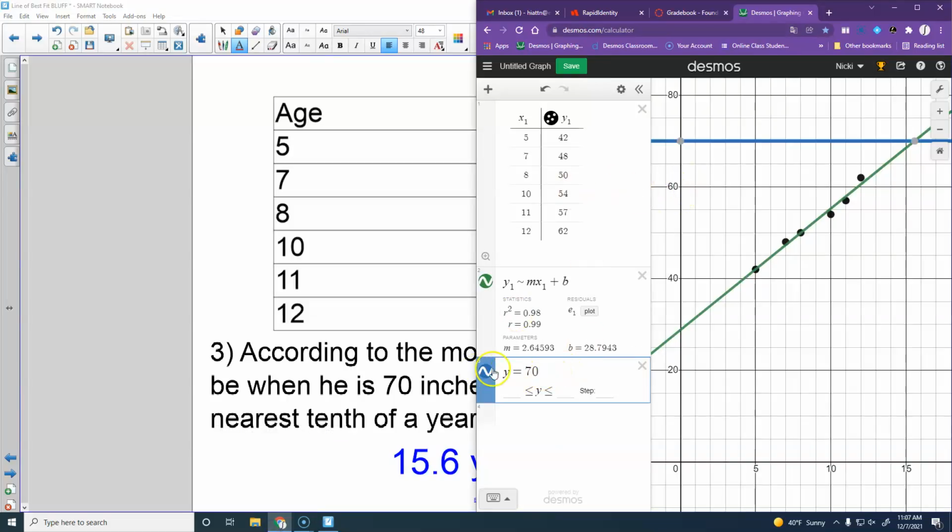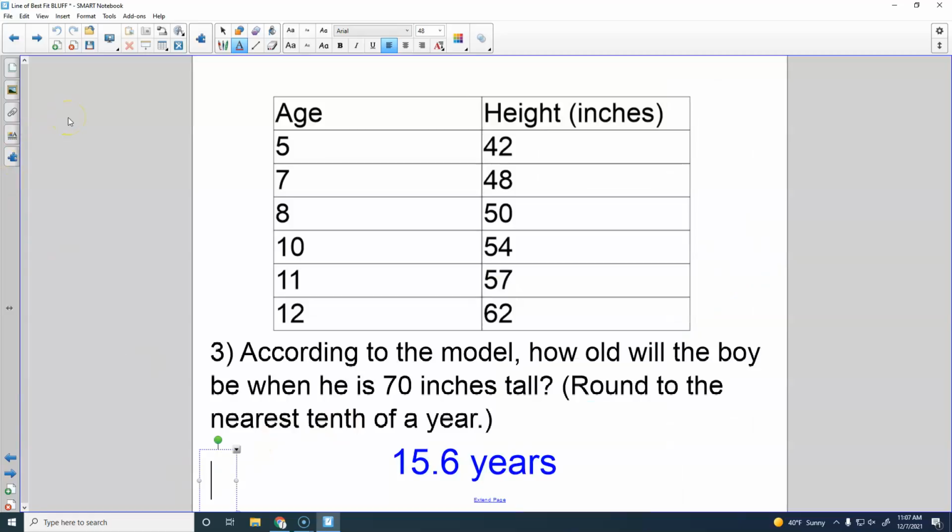So you're going to go here, put y equals 70. You want to see where they cross. It's 15.573, so that's 15.6. You're going to go to y equals 70, because our height is our y, right? Then whenever we go to that point where they cross, we can see we got 15.5737. Okay? Questions?